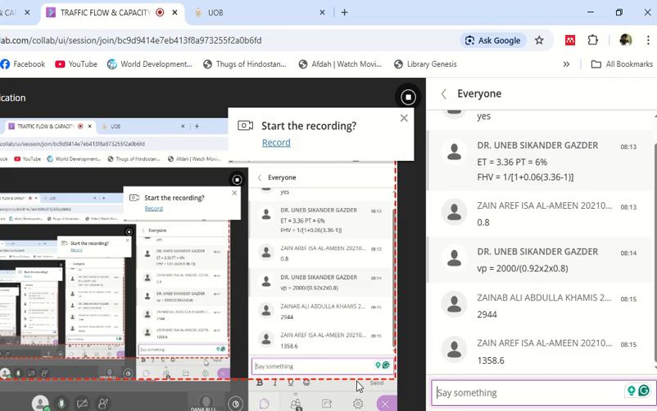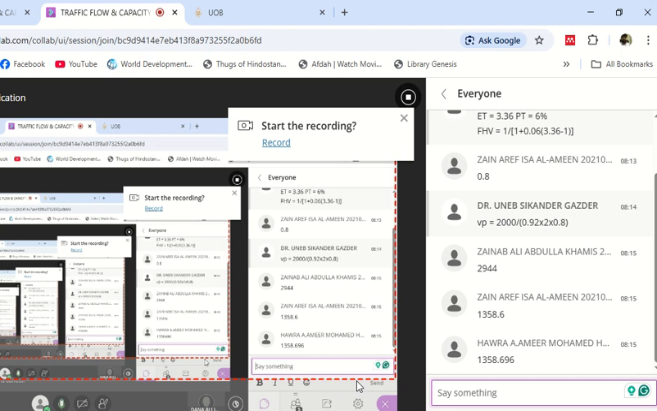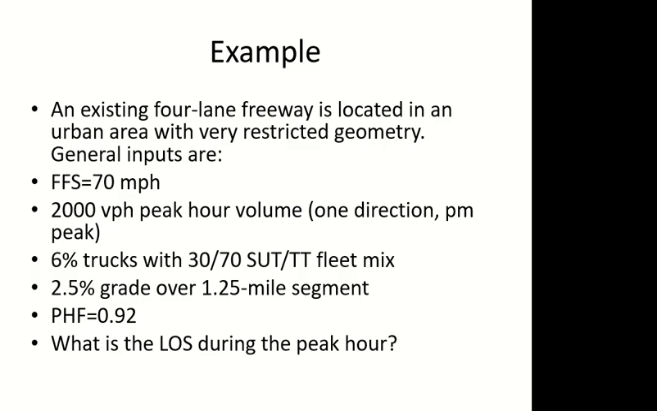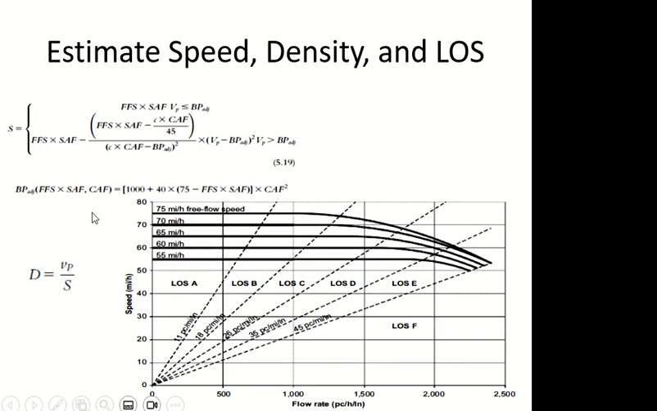Once we have this, our flow rate is 1359. Since we have the free flow speed and the free flow speed appears here, that means I can use the curve. So 1359 is somewhere here in the middle, and then I go up to the curve of 70. You can see my level of service is C. So in this case the level of service is C.